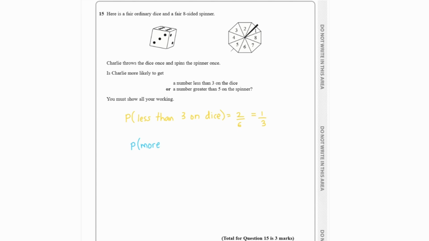In order to find how likely Charlie is to get a number greater than 5 on the spinner, we can find the probability of getting a number more than 5 on the spinner. And the numbers which are more than 5 on the spinner are 6, 7, and 8, which is 3 numbers out of a total of 8. In order to see which one he is more likely to get, we will now have to compare these probabilities of 1/3 and 3/8. So we can do this by converting them into decimals on our calculator.